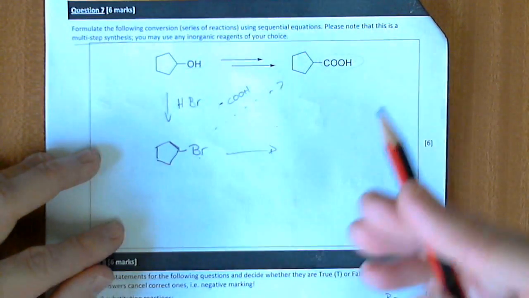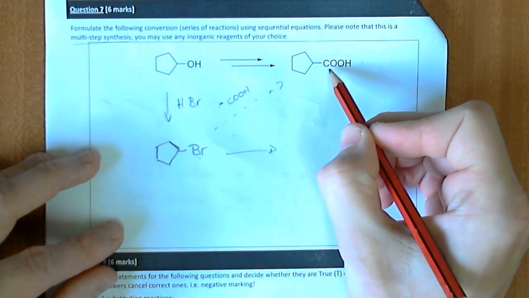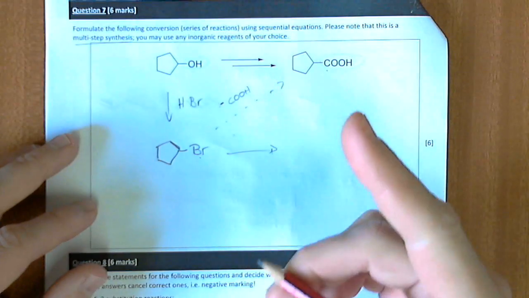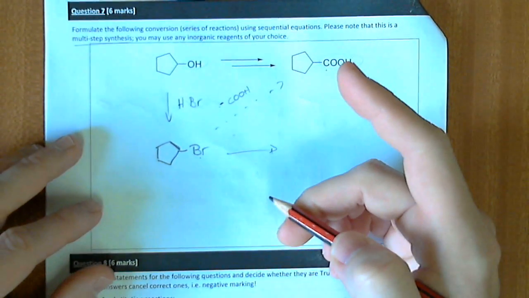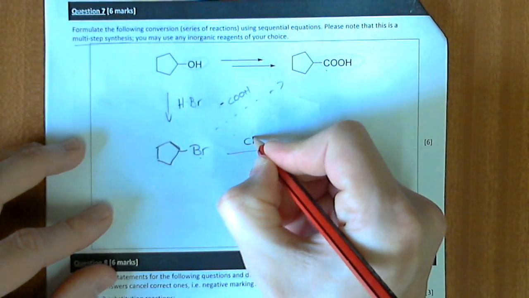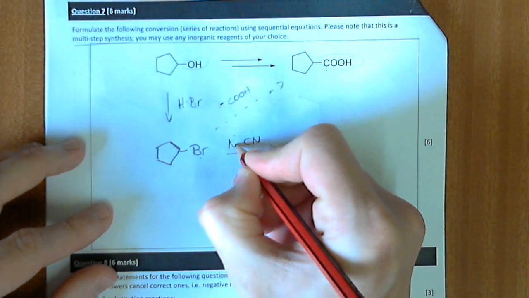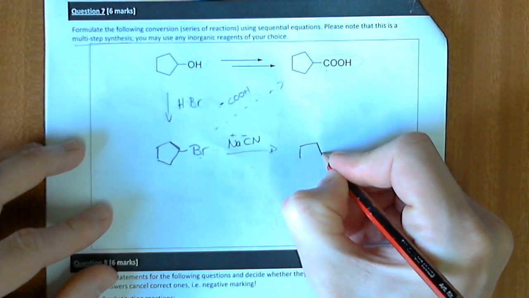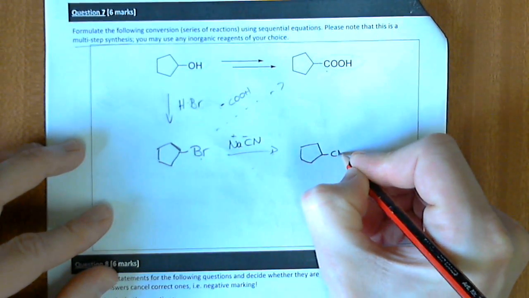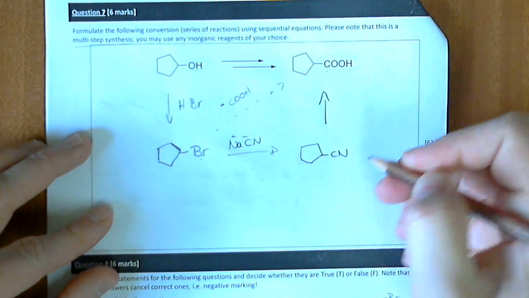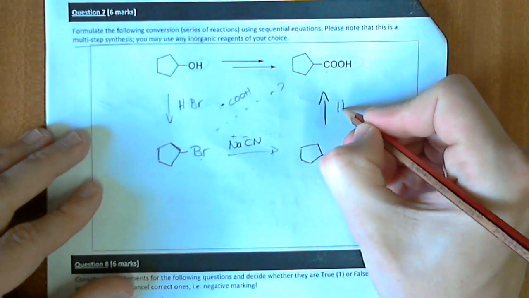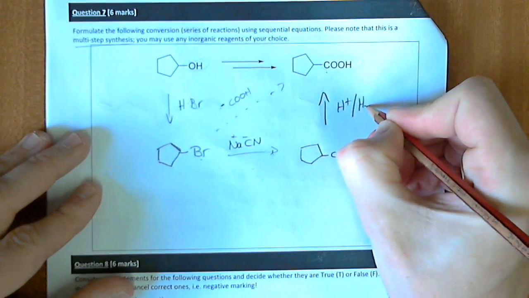So the trick here was to notice that in the product we've got one extra carbon. If we are ever adding one extra carbon, it is more than likely coming from the cyanide anion, CN. And so if we use sodium cyanide, we can do our nucleophilic substitution. We get the CN, and then going from CN to the COOH requires an acid hydrolysis.